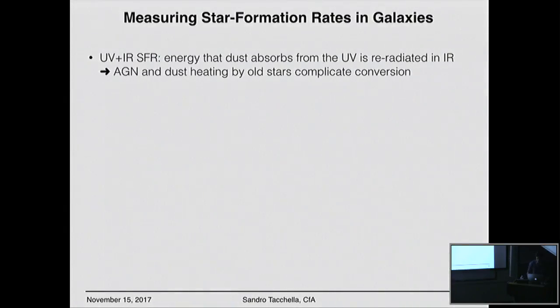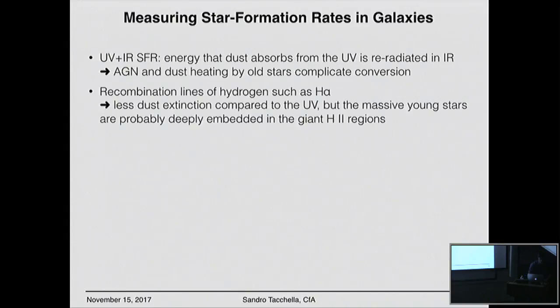One way to solve this is actually to go to the infrared, so one can use UV plus infrared star formation rates. This seems to be nice because the UV light gets absorbed and re-emitted in the infrared. But again, there are problems there. I just mentioned briefly AGN as well as dust heating by older stellar populations that can complicate this conversion significantly.